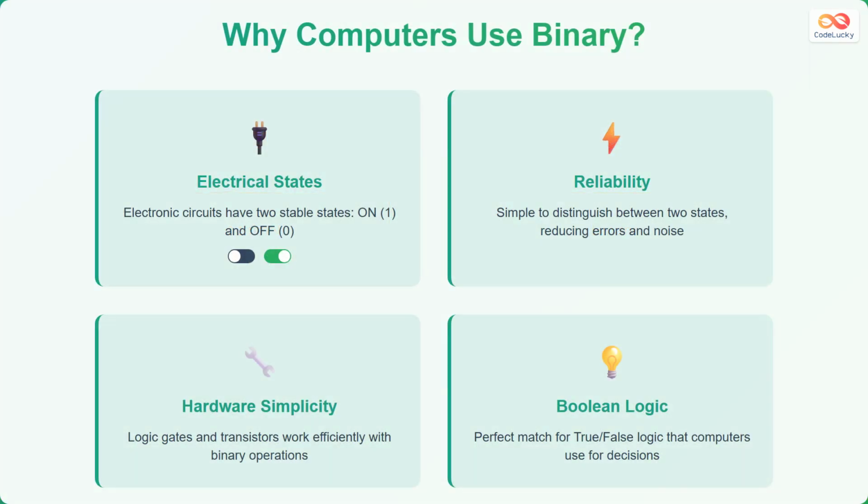Why do computers use binary? There are several reasons. Firstly, electrical circuits have 2 stable states. On, which is represented by 1, and off, which is represented by 0. Secondly, it provides reliability, as it is simple to distinguish between 2 states, which reduces errors and noise. Thirdly, it provides hardware simplicity, as logic gates and transistors work efficiently with binary operations. Lastly, it is based on Boolean logic, which is a perfect match for true or false logic that computers use for decisions.